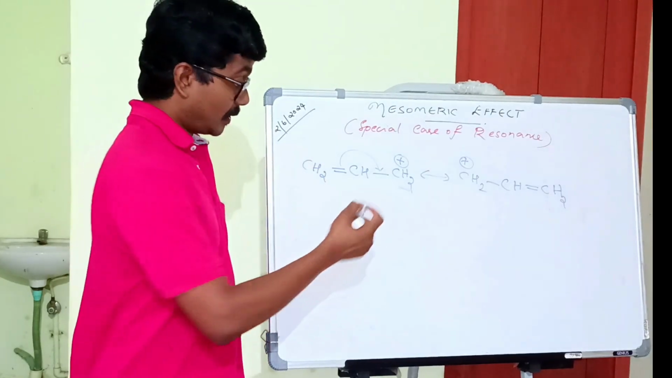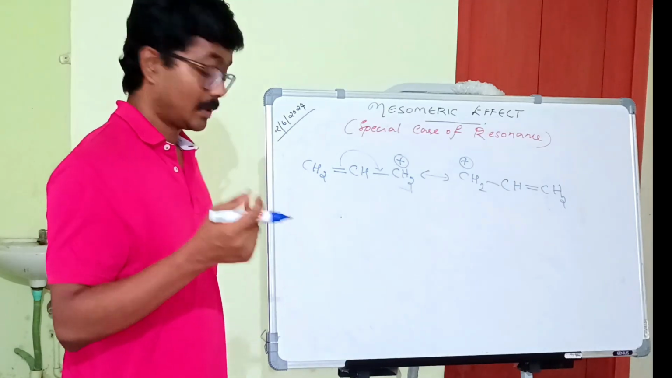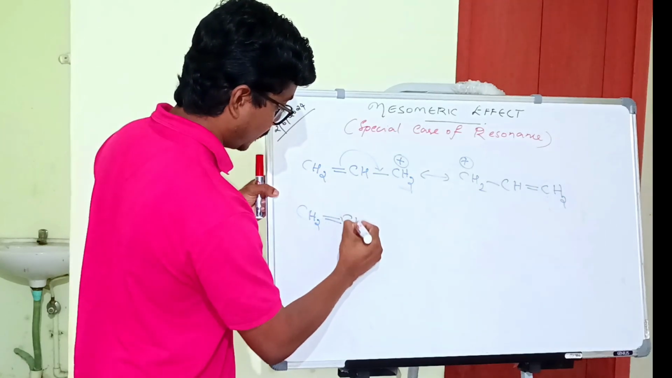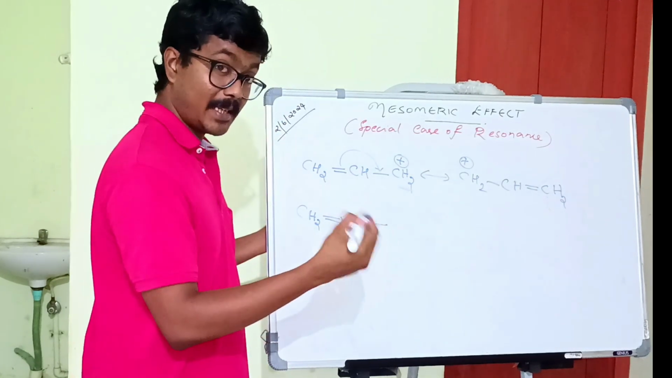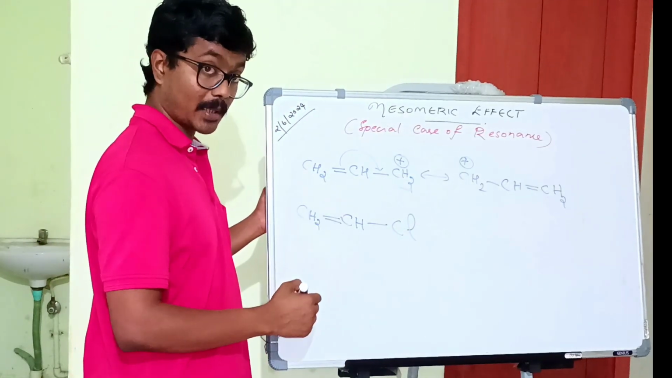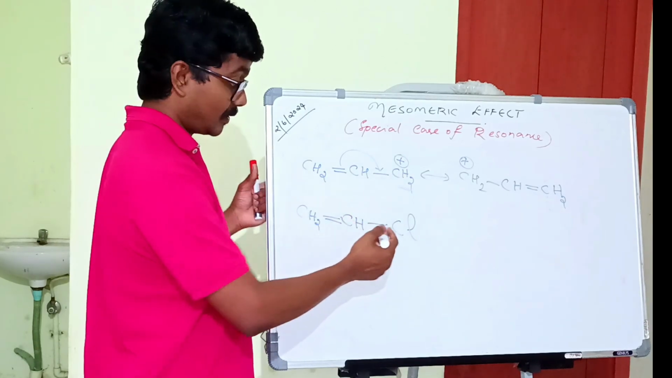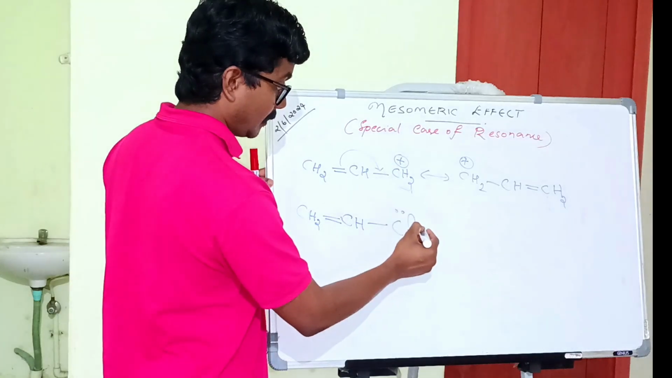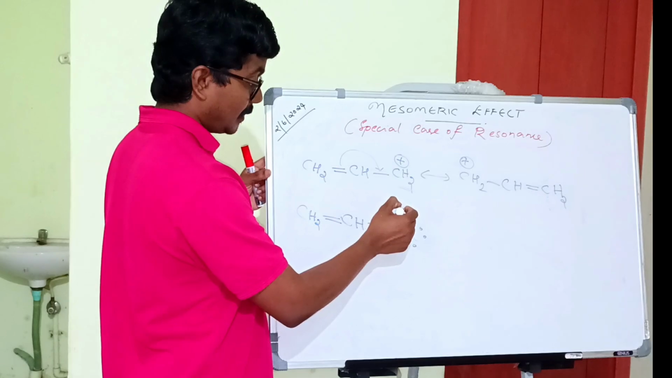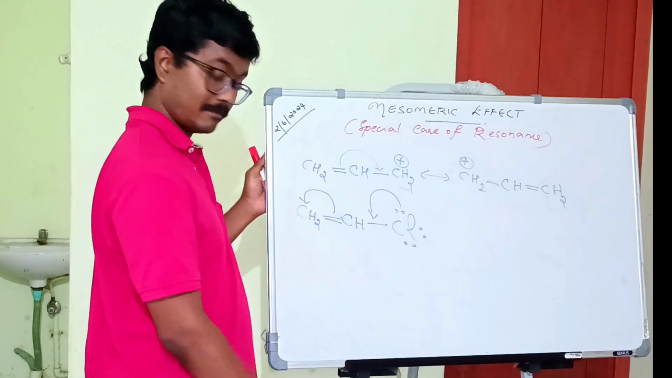Now, when a functional group attached to a conjugate system is carrying a lone pair or an odd electron, see the example CH2 double bond CH Cl. This is vinyl chloride, a chlorine atom attached to an ethene. This group is called the vinyl group. Chlorine has a lone pair of electrons. What will happen? This lone pair will come here, and this will move here.